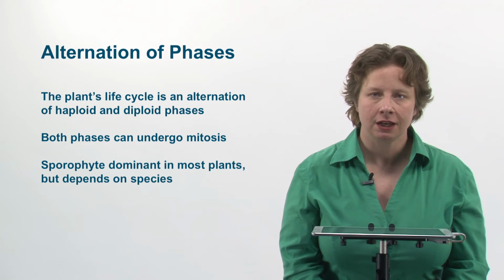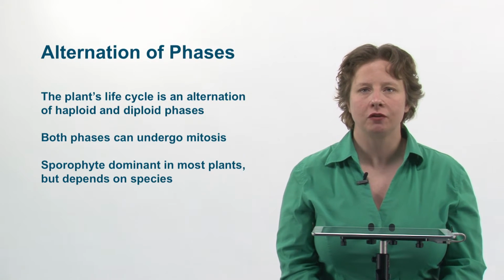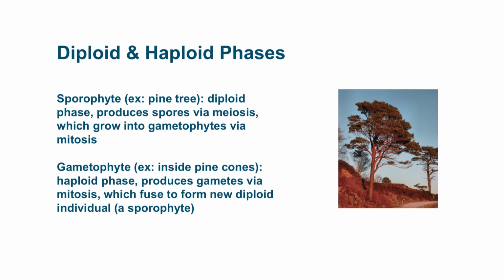The sporophyte is the phase that tends to be dominant in most plants, but it depends on the species. So the diploid and haploid phases have different names. The sporophyte is the diploid phase, and the sporophyte, for example, pine trees, like the one you see here, the sporophyte is the one that produces spores, and it actually does that through the process of meiosis.